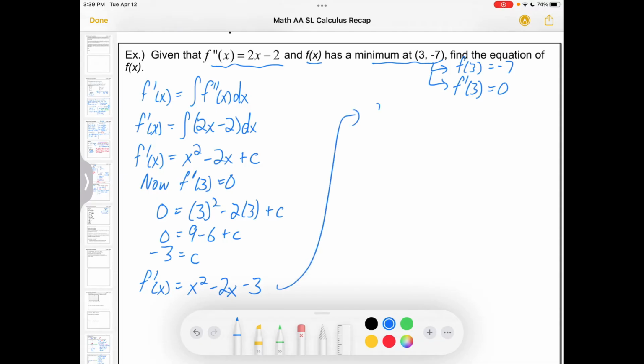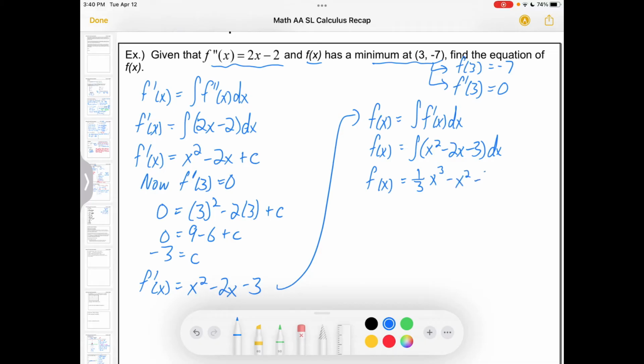Now we're going to bump it up another level. If we want to find the original function, well, that comes from integrating the derivative. So f of x will be the integral of x squared minus 2x minus 3 dx. And what will we get? We'll get 1/3 x cubed minus x squared minus 3x plus another constant of integration.